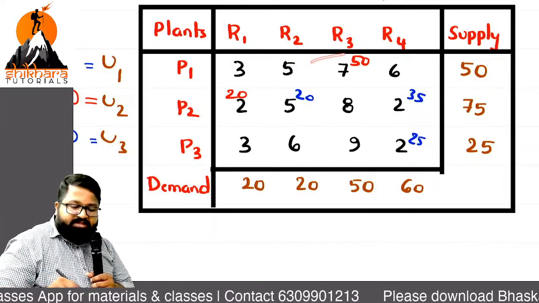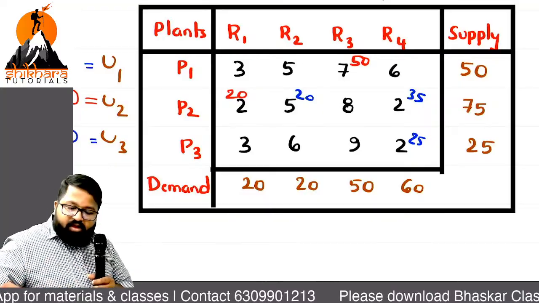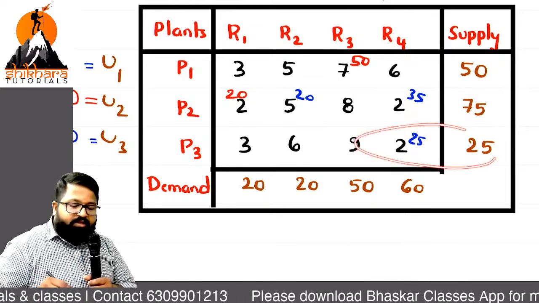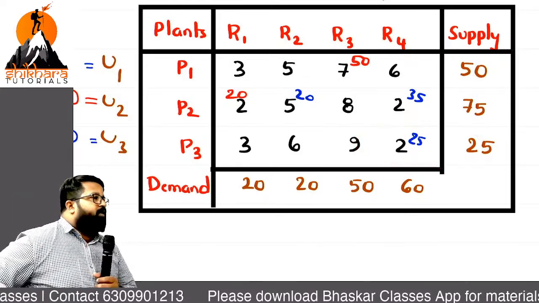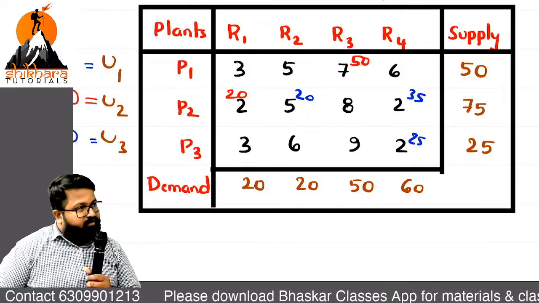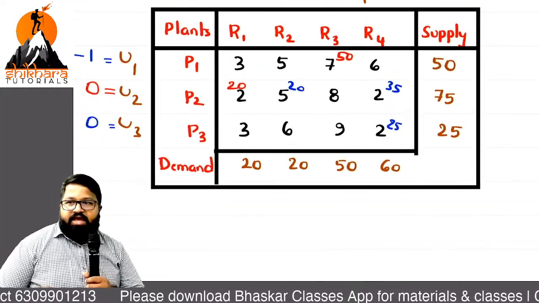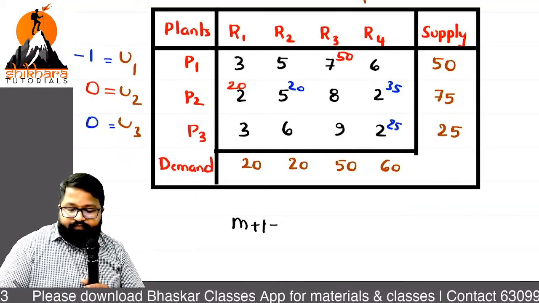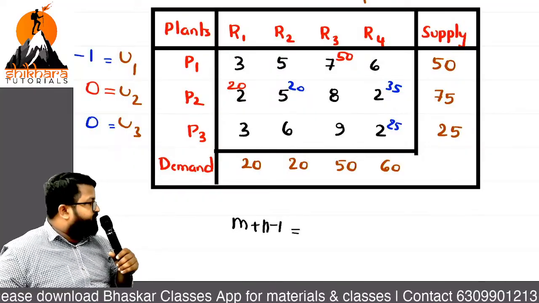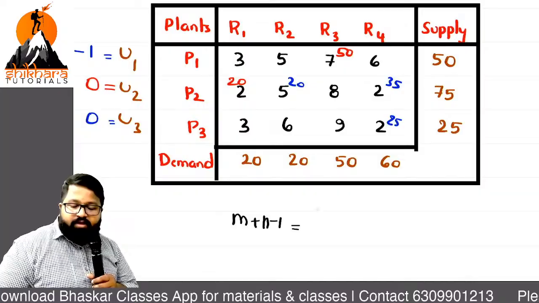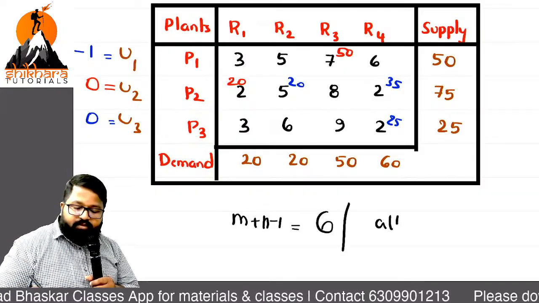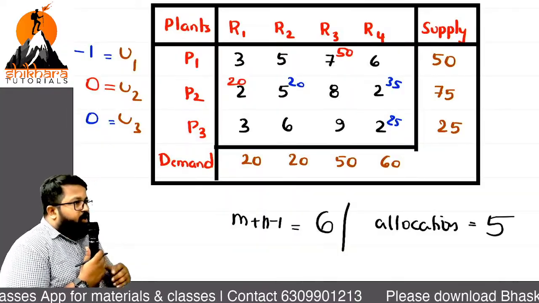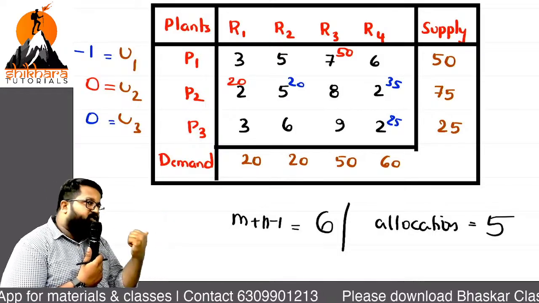So now is the balance clear here? 50 and 50. And what about this? That balance is also clear, and this balance also is clear. However, once you go with the degeneracy test, what is the degeneracy test? m plus n minus 1 is equal to the number of allocations. What is the value of m plus n minus 1 here? Same. How much is the number? But how many allocations? 5.